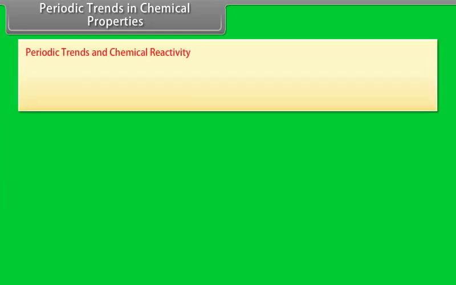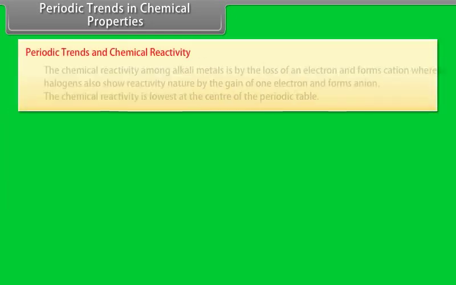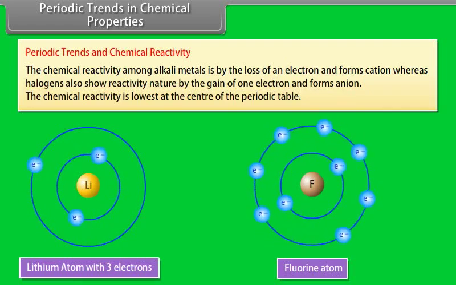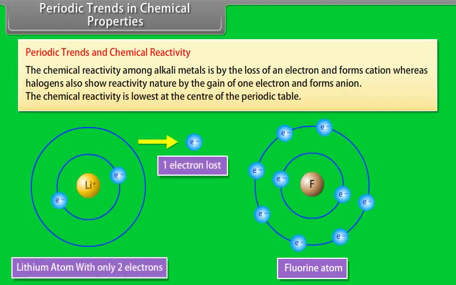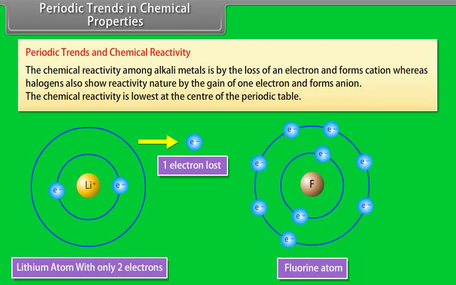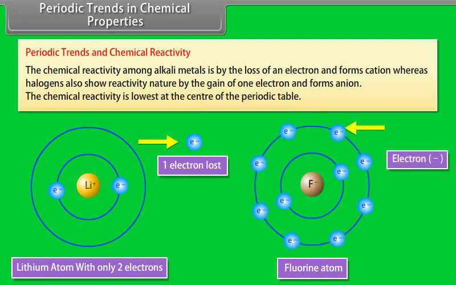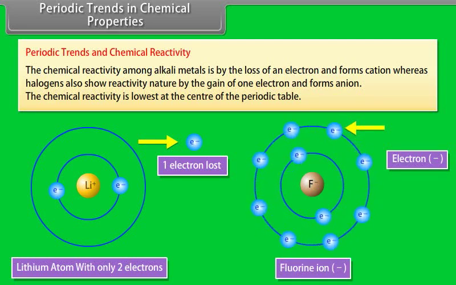Periodic trends and chemical reactivity. The chemical reactivity among alkali metals is by the loss of an electron, and they form cations, whereas halogens also show reactivity by the gain of one electron and form anions. The chemical reactivity is lowest at the center of the periodic table.